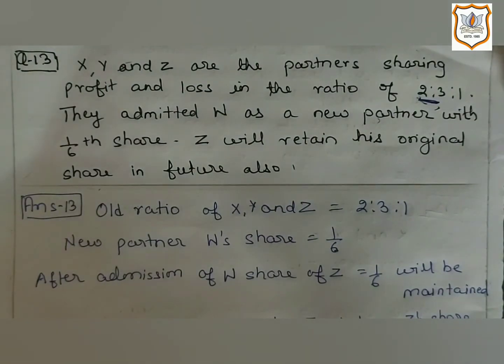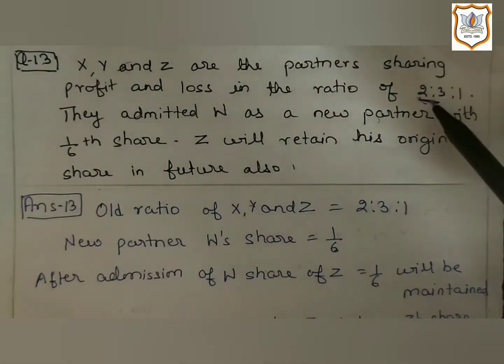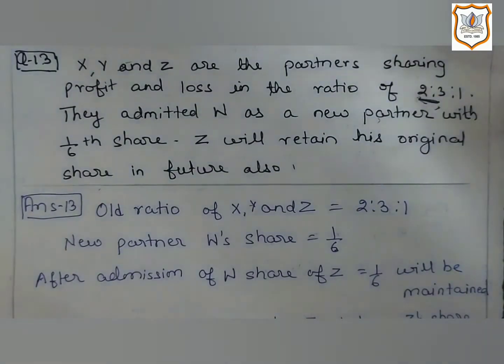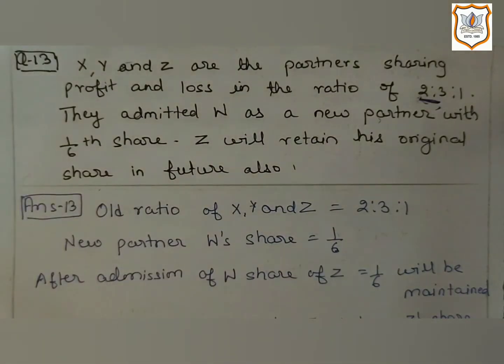It means the profit share to be given to the new partner will be sacrificed by the old partners in their old ratio only. That is 2:3. So remember, when the sacrificing share or sacrificing ratio is not given and the old ratio of old partners and the new partner's share is given, the relative old ratio of old partners will be their sacrificing ratio.